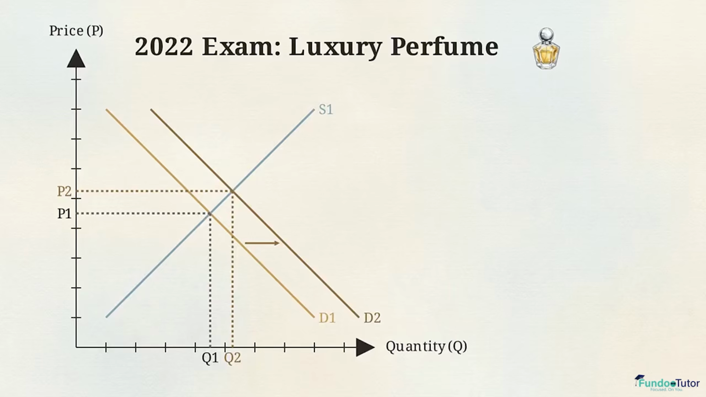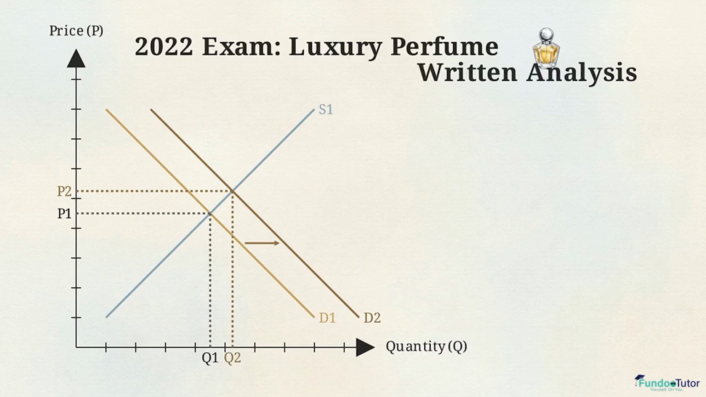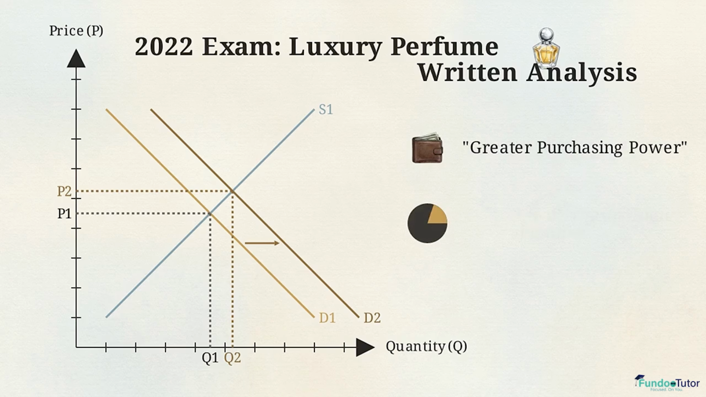Drawing the correct shift earns you the diagram marks, but to get full written analysis marks, the examiner explicitly looks for exact phrases. You must state that higher income creates greater purchasing power, and that the luxury good now takes a smaller proportion of income.